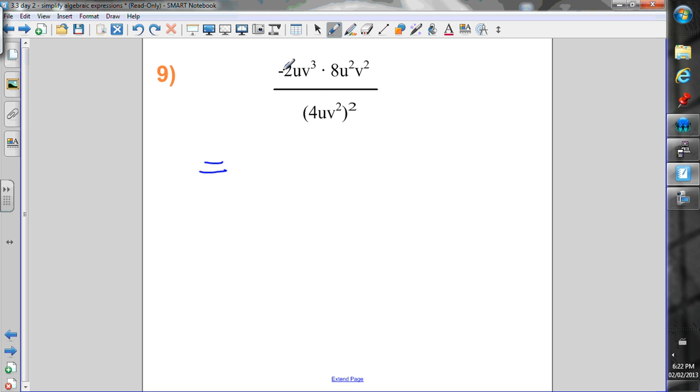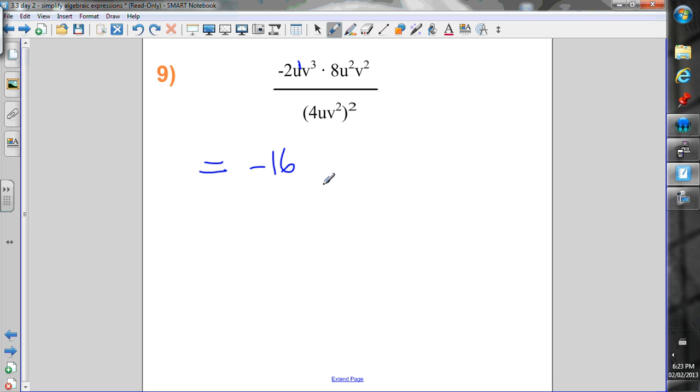First thing I'm going to do is I'm going to simplify the coefficients. So a bunch of things being multiplied together here. I know what negative 2 times 8 is. That's negative 16. So I can simplify that. Now I'm going to simplify other powers that have the same base. So I have a u times a u squared. I know a u, if I don't see an exponent, I know there's an exponent of 1 there. So I have a u to the 1 times a u squared. They have the exact same base.